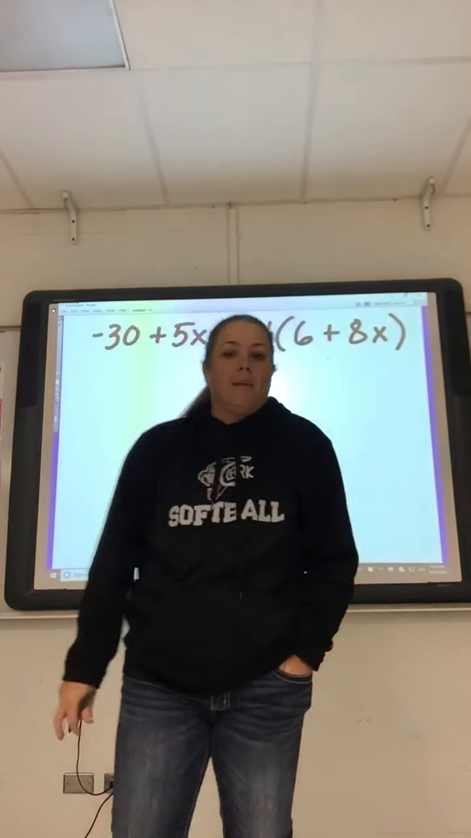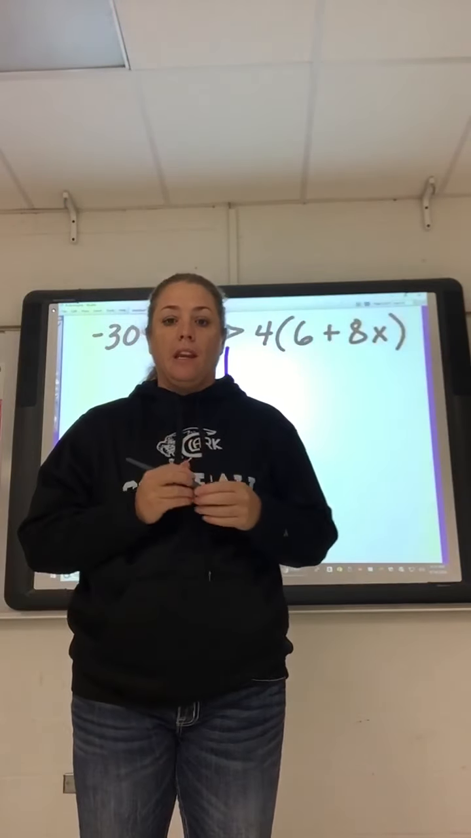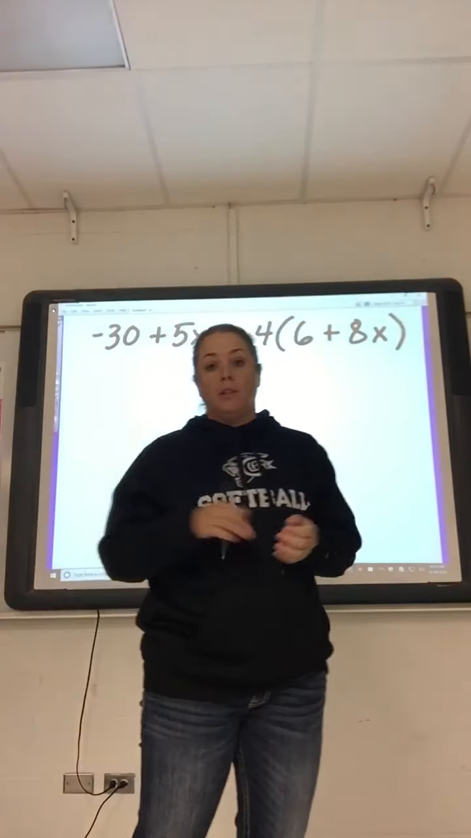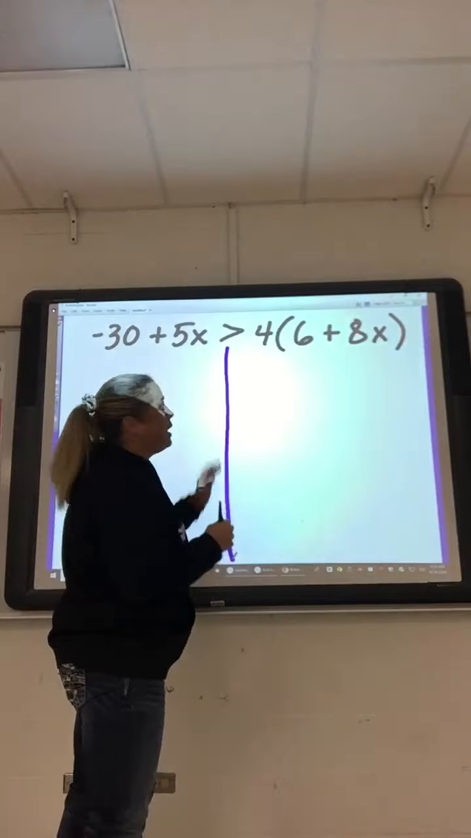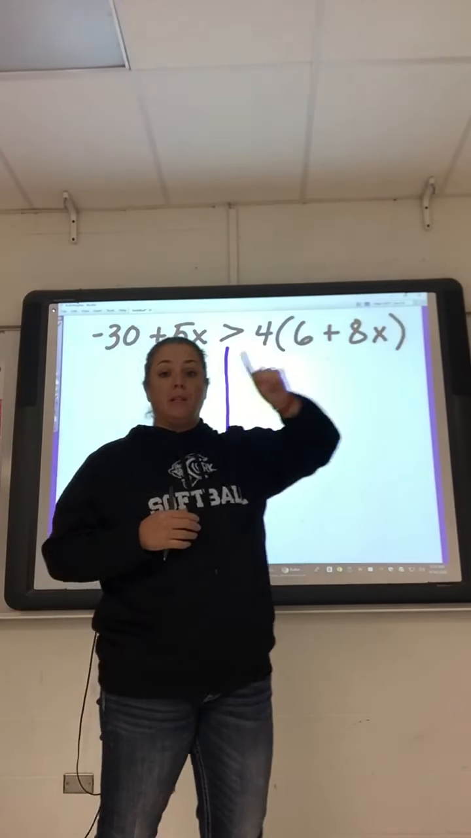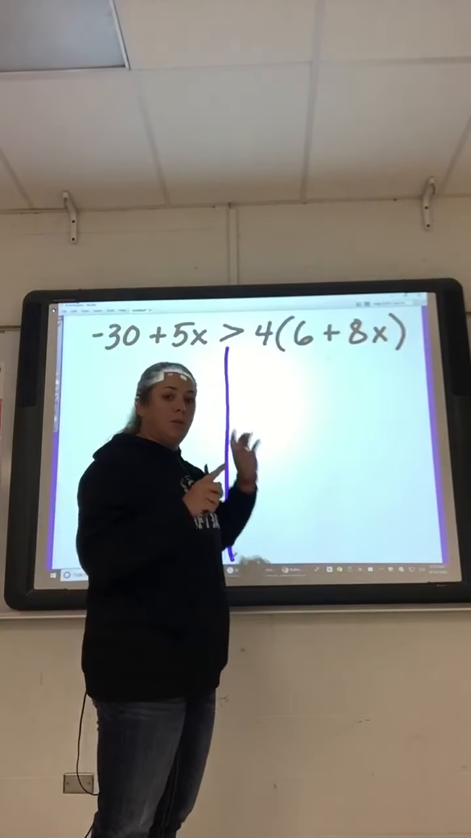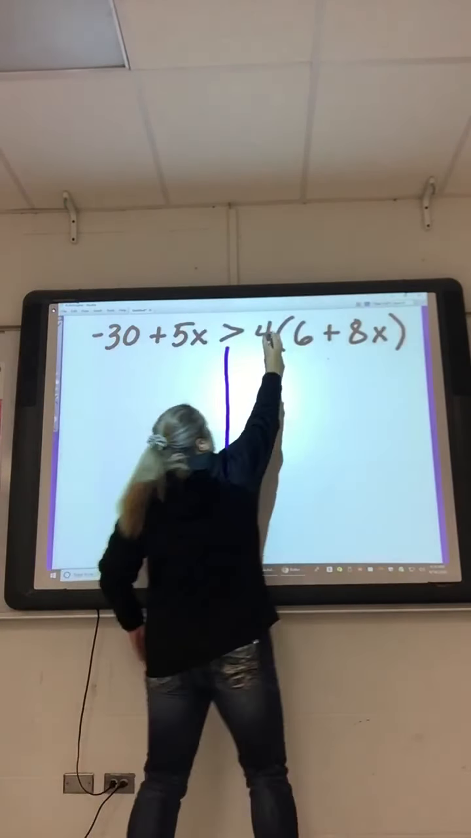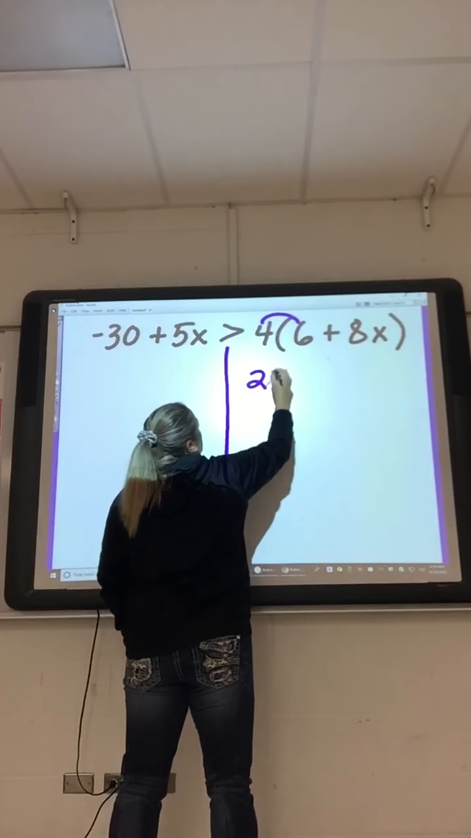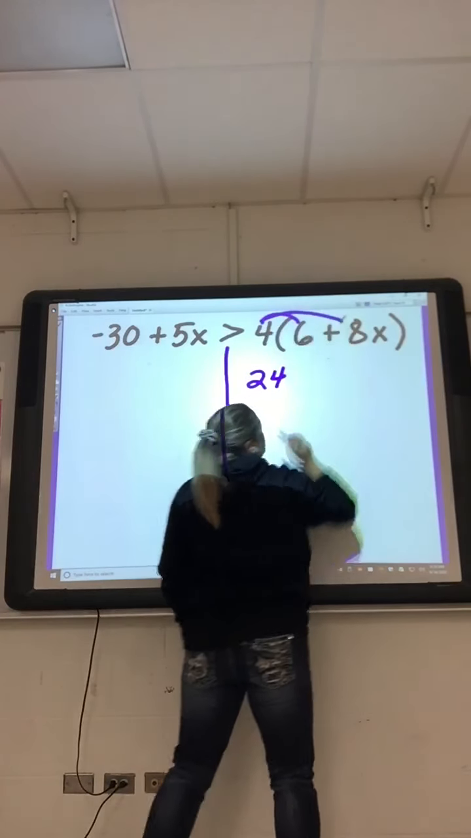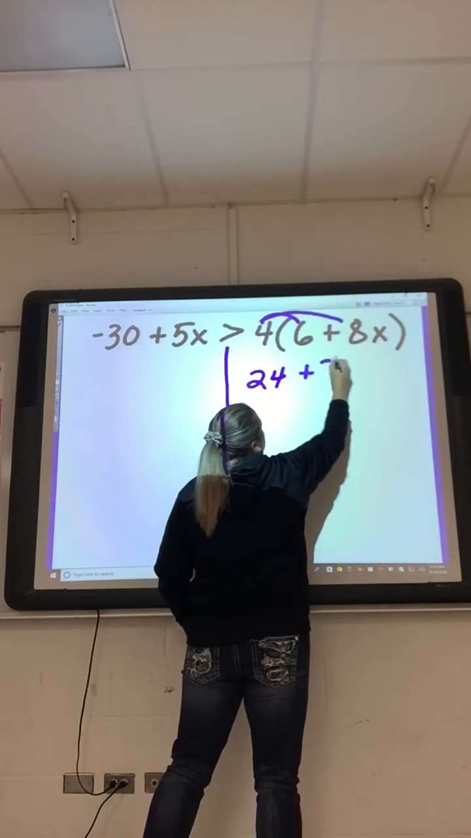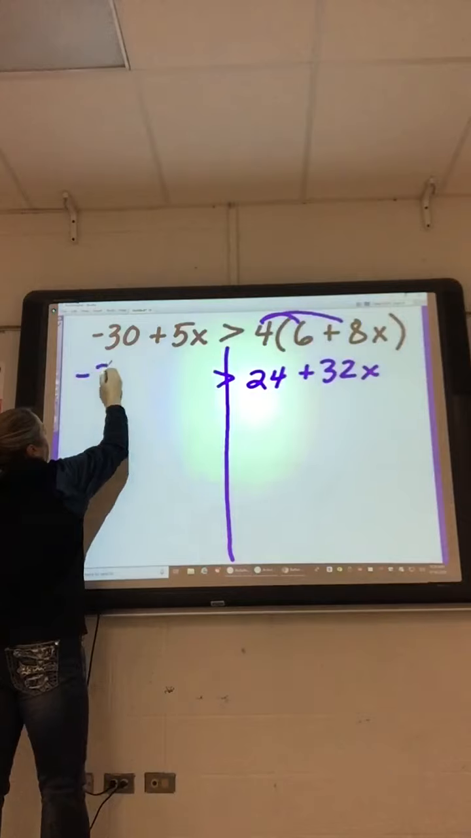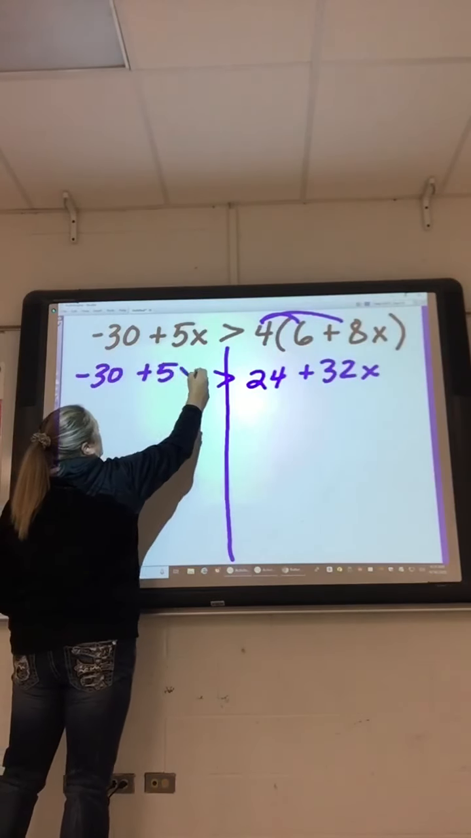All right, your next example is just solving an inequality. I find my parentheses. My first step is to distribute the term that's outside of the parentheses, which in this case is a 4. So I'm going to take 4 times 6, which is 24, and 4 times 8x is 32x. Keep my sign the same. I didn't touch either of these terms, so I'm just going to bring it down.